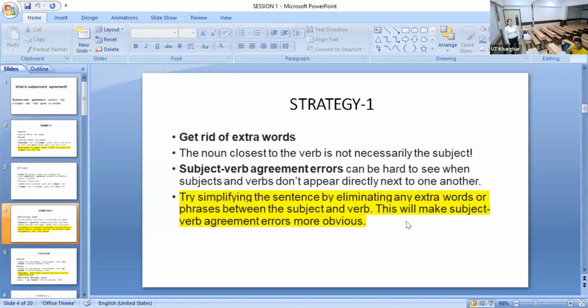Okay. So over here, what is the strategy? We'll find out the strategy, how exactly we need to answer these questions. What is the first strategy, Adi? Get rid of extra words. What are extra words? What do you mean by extra words?